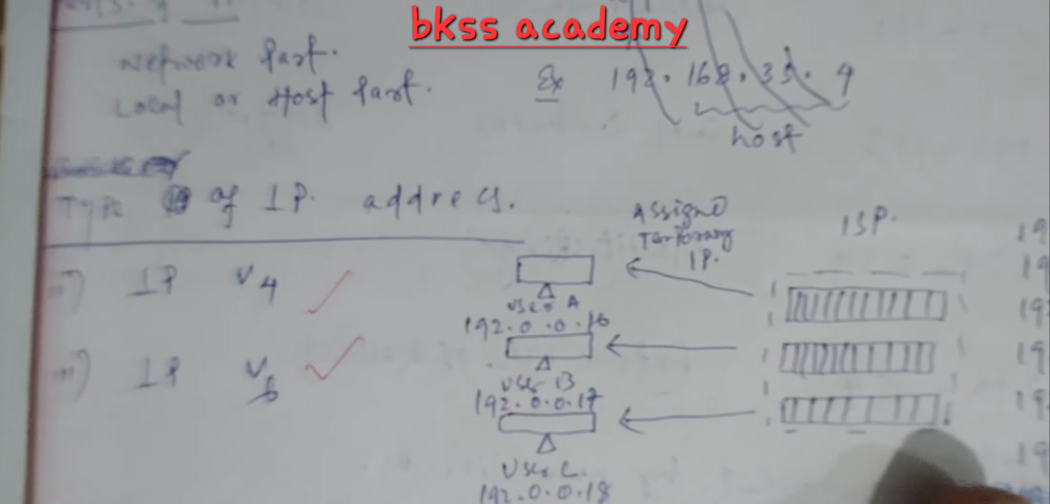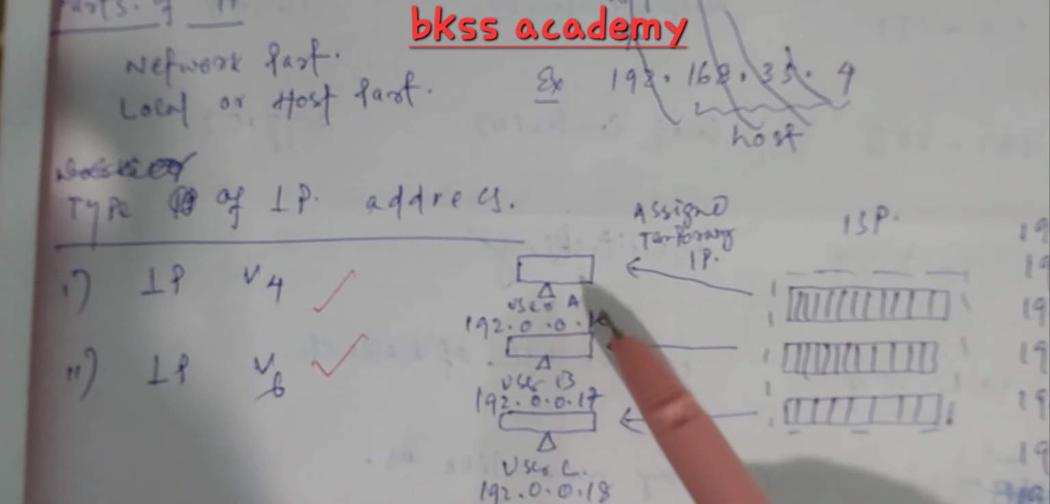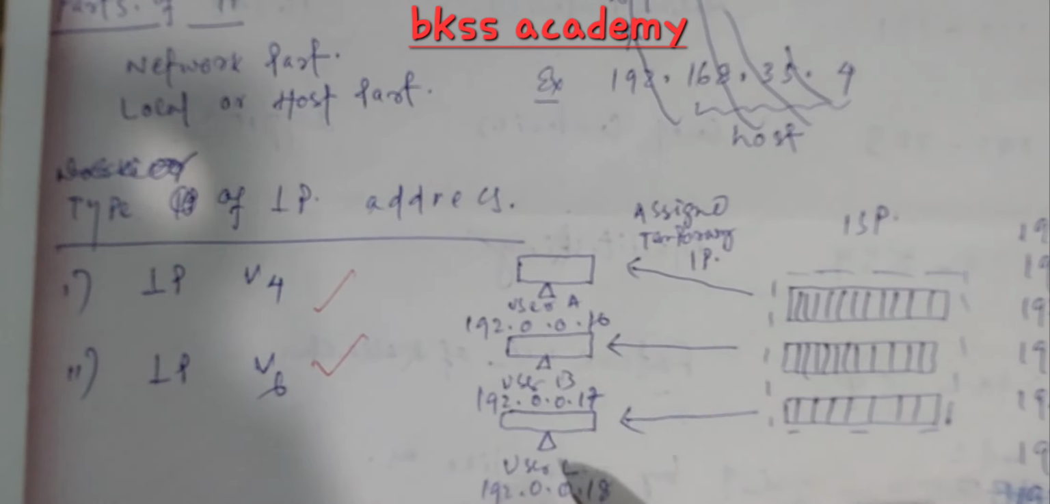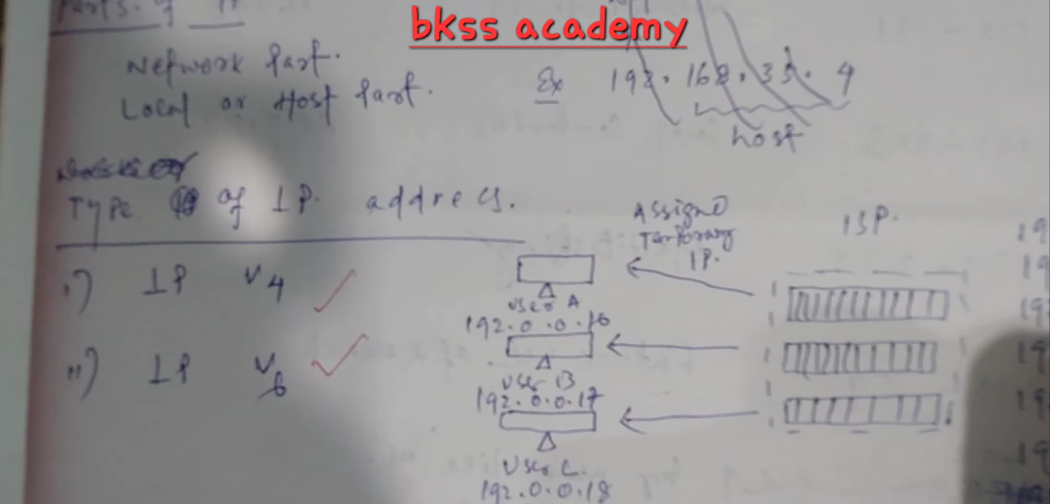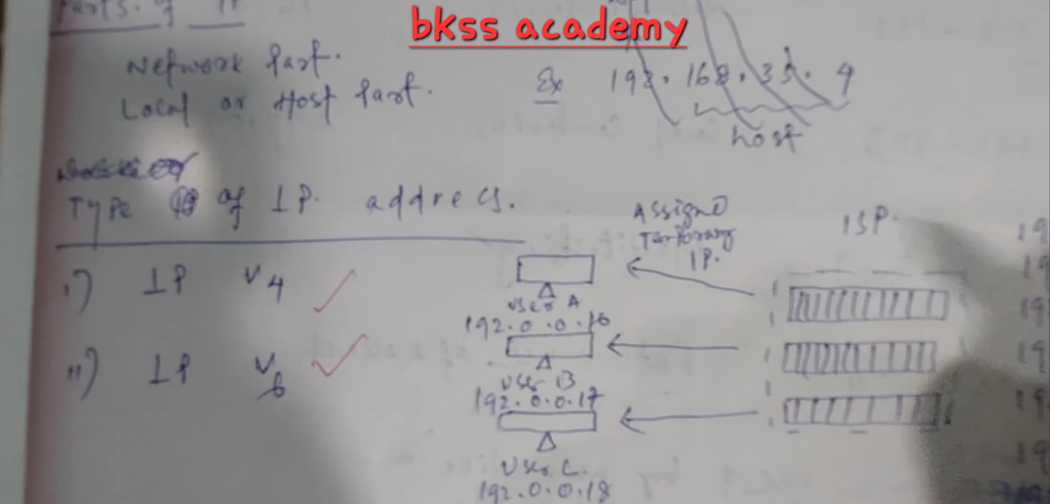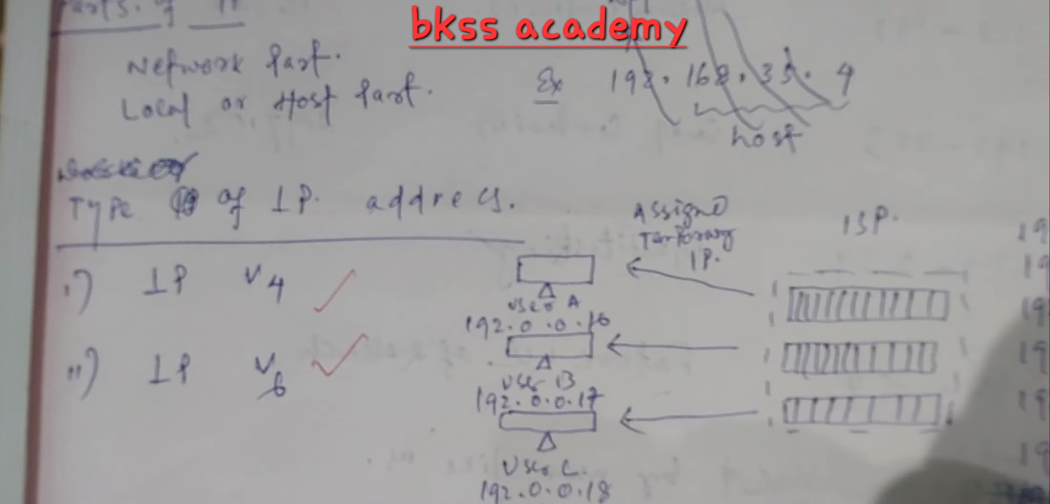So here is a diagram. These are the systems, the users, and this is the internet service provider. This is the pool of IP addresses, from where it will pick one IP address and assign it to the user. This is the concept of IP addressing.